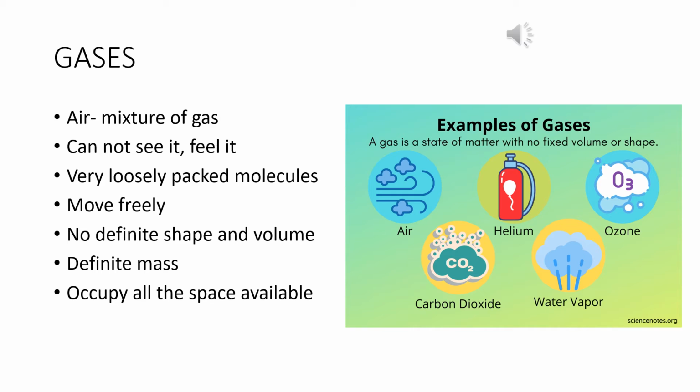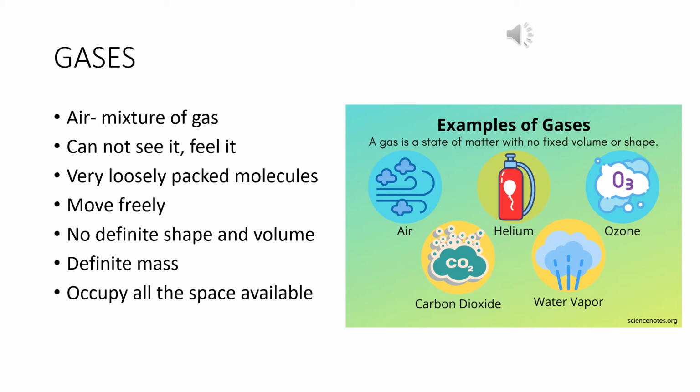The third state of matter is gases. A very easy example of gas is air. Air is actually a mixture of gases. That means a lot of different gases are present in the air, like nitrogen, oxygen, carbon dioxide, neon, argon, xenon, etc. We cannot see it, but we can feel it. We cannot see any gas around us. It is totally invisible to us, but we can feel it whenever we are breathing in and breathing out, whenever the wind is flowing, whenever there is a storm.